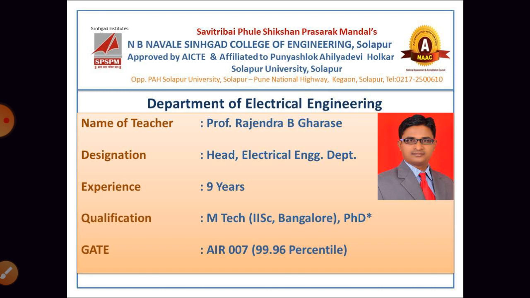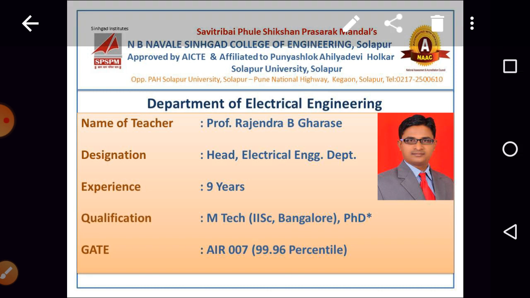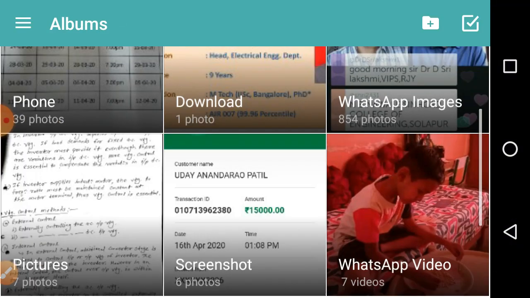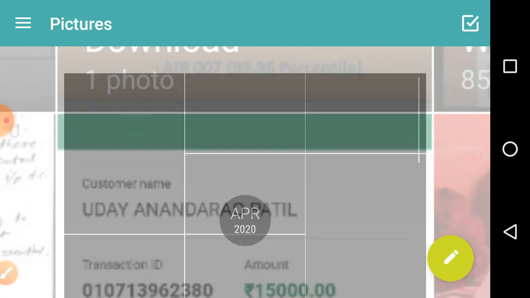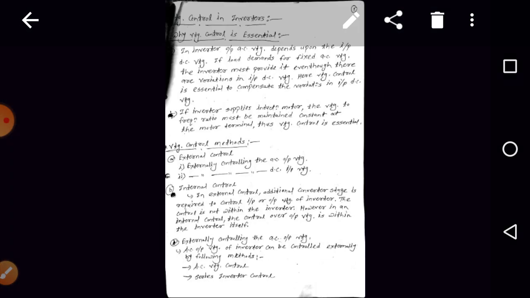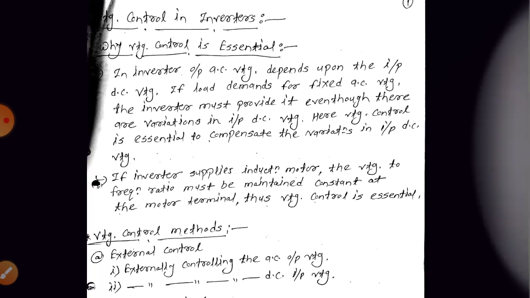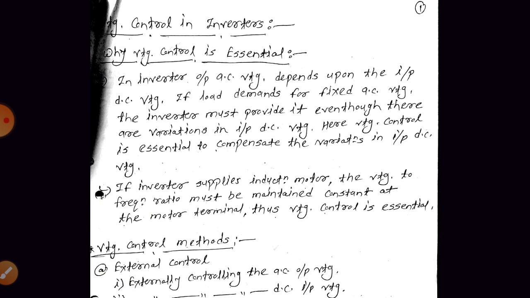In my last video, we discussed single phase full bridge inverter Fourier series analysis with RL load, right? Today we are going to discuss the voltage control techniques in the inverter. Why the voltage control is required and how the output voltage of the inverter can be controlled. That we are going to discuss today. Different methods.